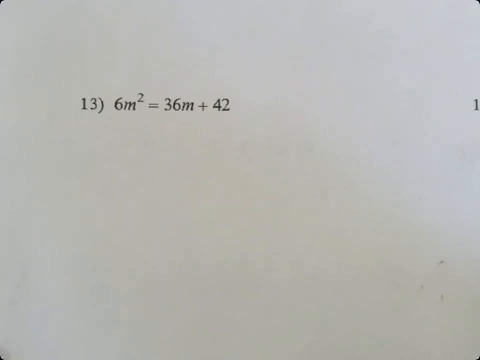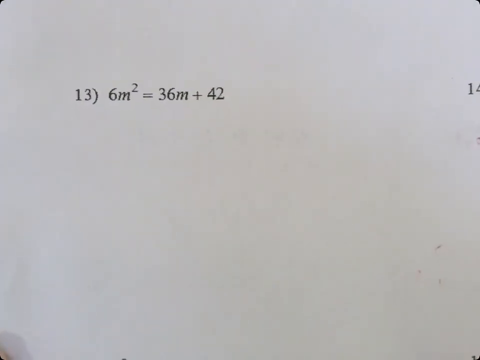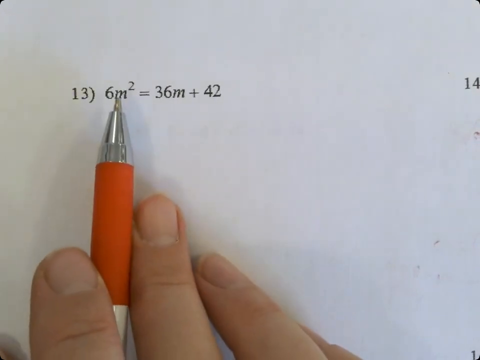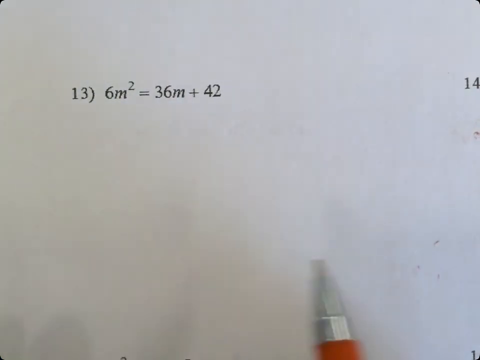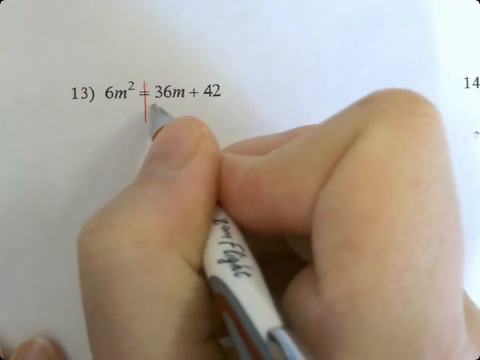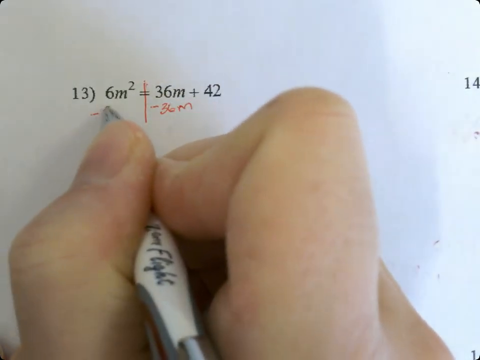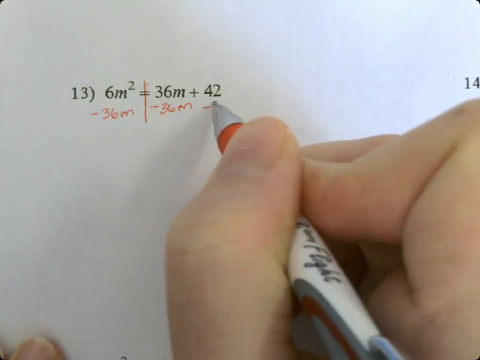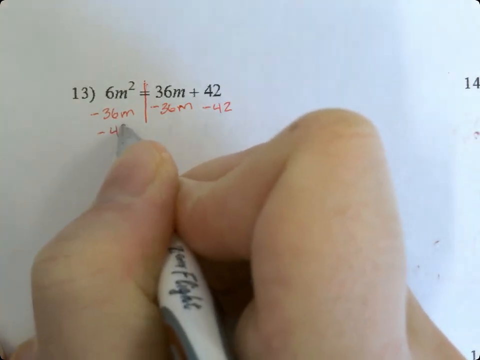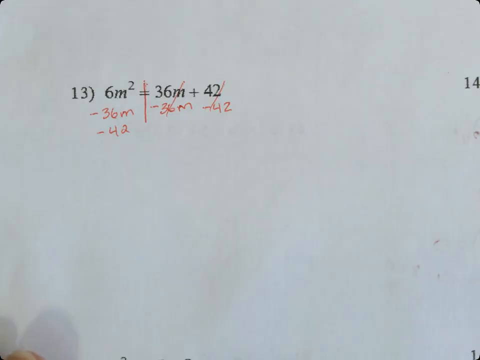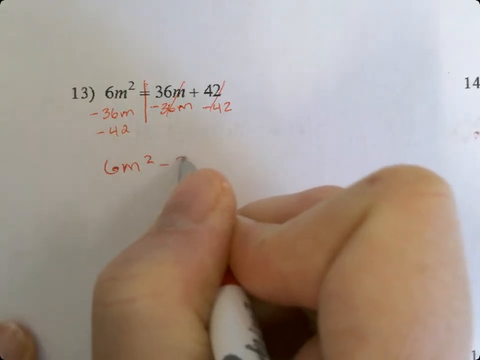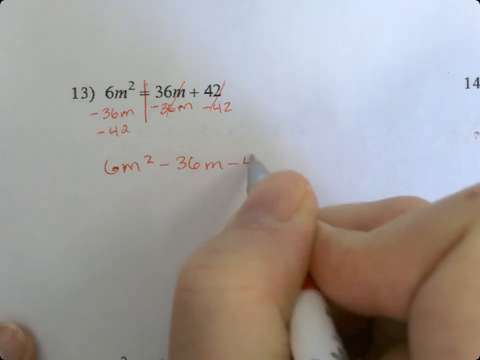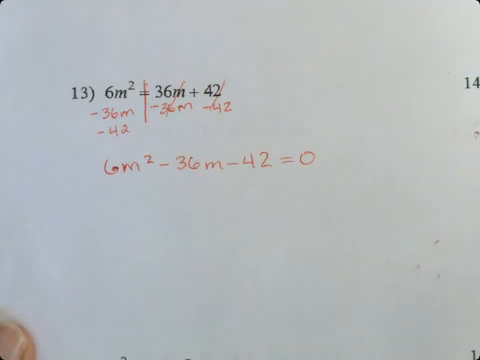Is this one with a GCF? Maybe. First thing I need to do is set it equal to 0. My choice is to leave the 6m squared here positive. I know I have to move more things over, but I want a positive 6m squared. So cross the line, change sign, I'm going to subtract 36m. And then I'm going to subtract 42. Now I'm just stacking them up. Make sure you cross the line and change the sign. I get 6m squared, minus 36m, and minus 42, and now it equals 0.